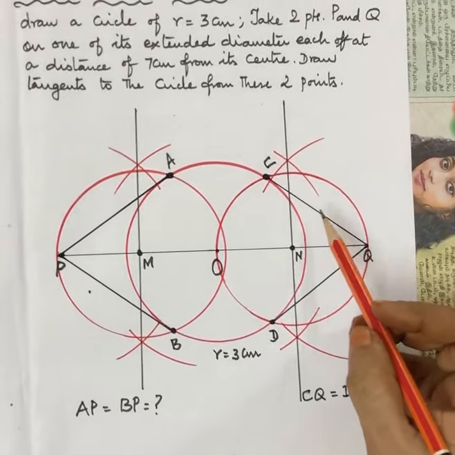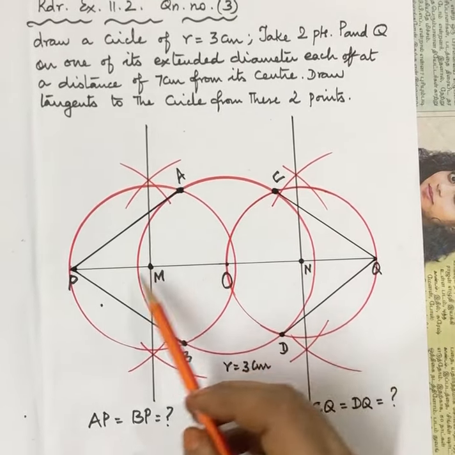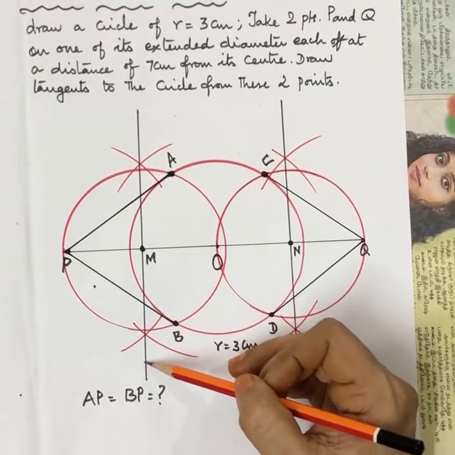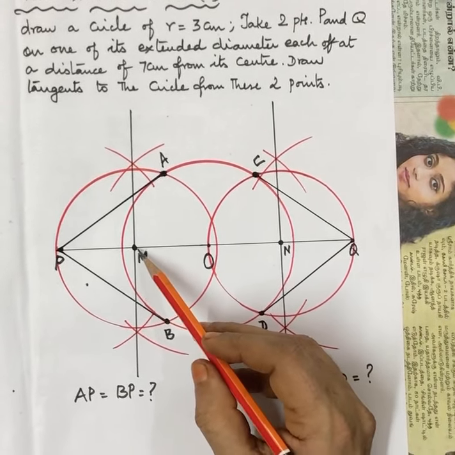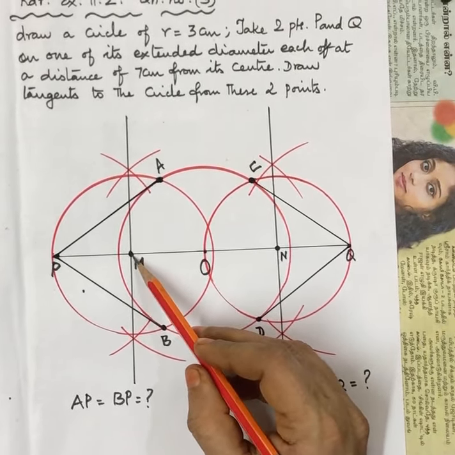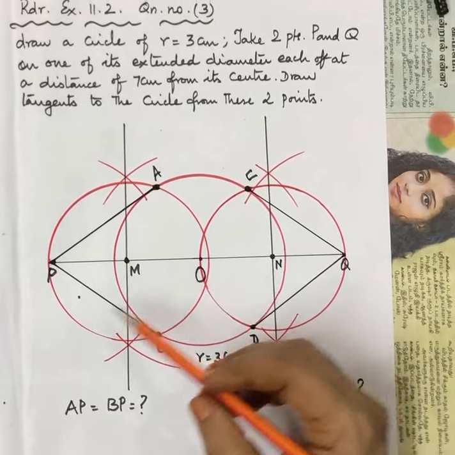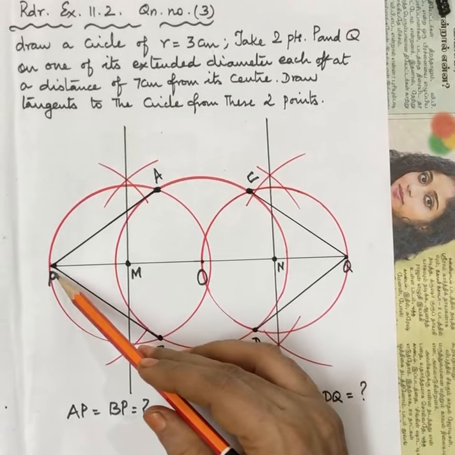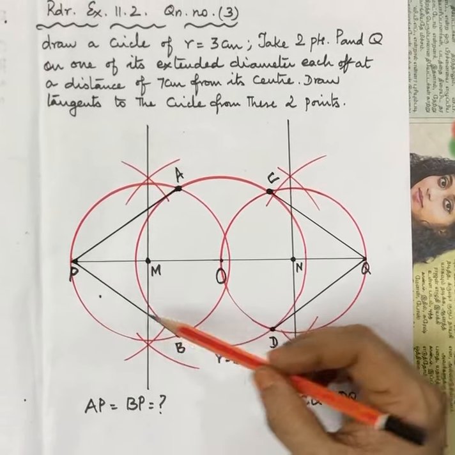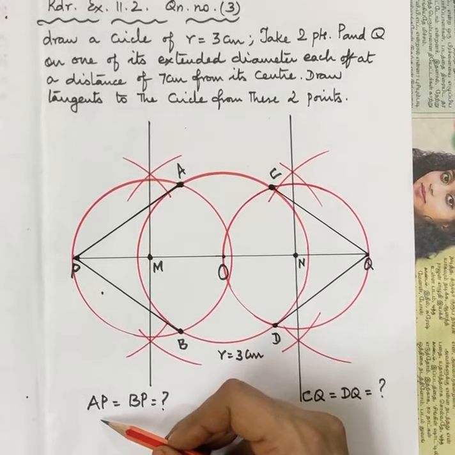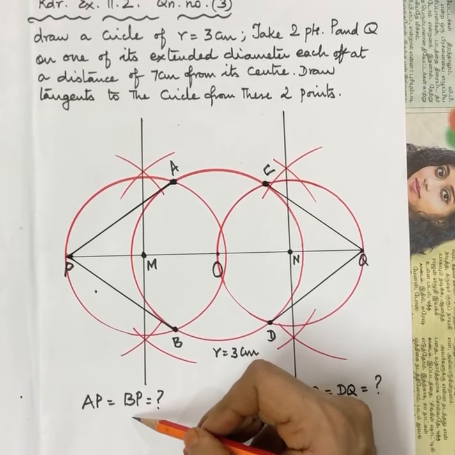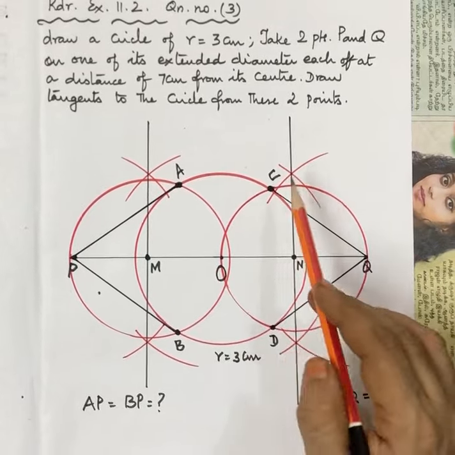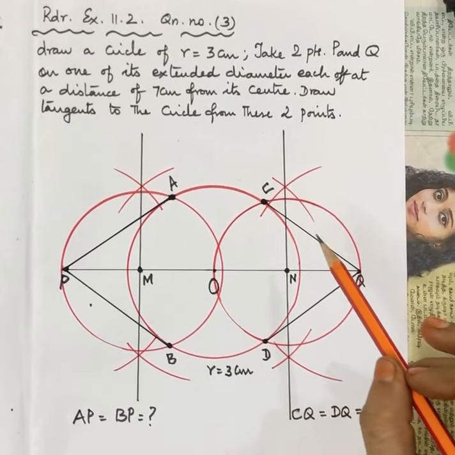Repeat all these steps this side also for OP. Perpendicular bisector, meet OP at M, keep M as center, draw a circle. The circle, previous circle, it cuts at A and B, join PA, join PB and check AP equal to BP. So with this the construction is completed.